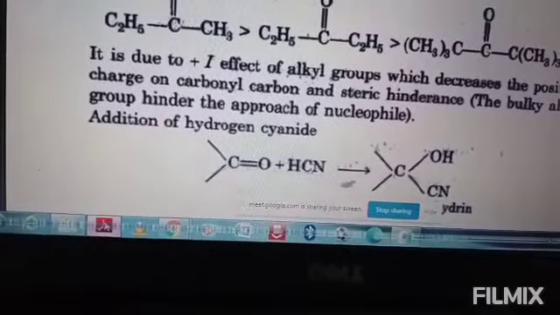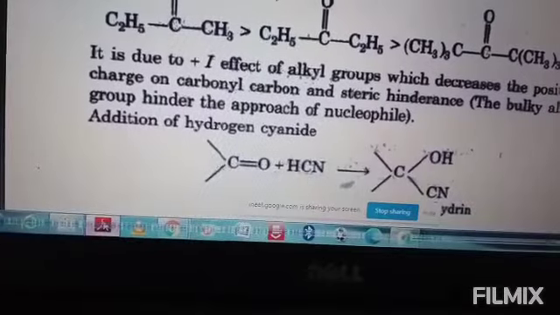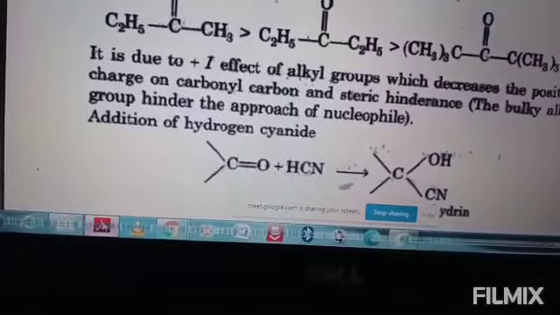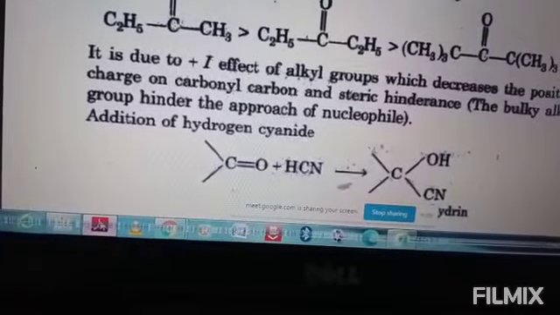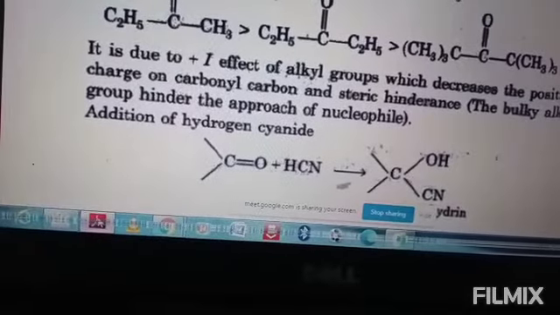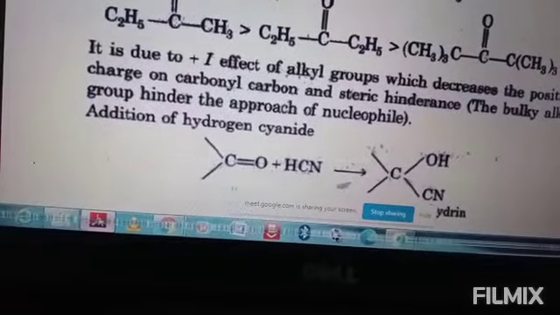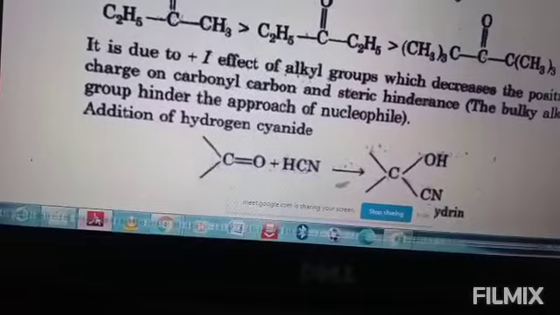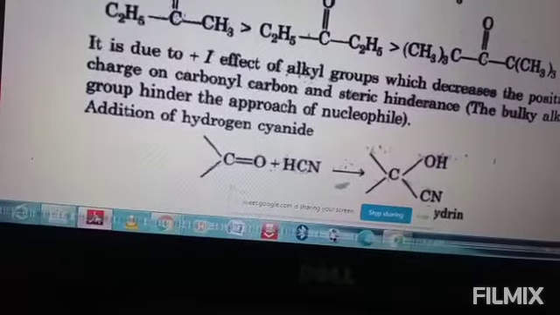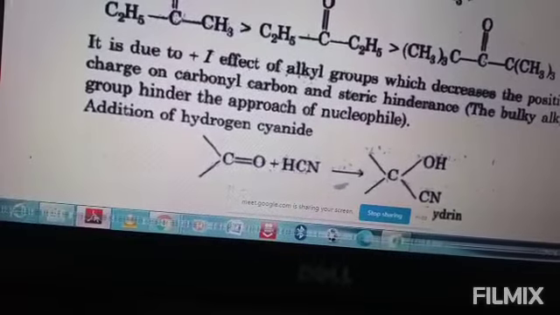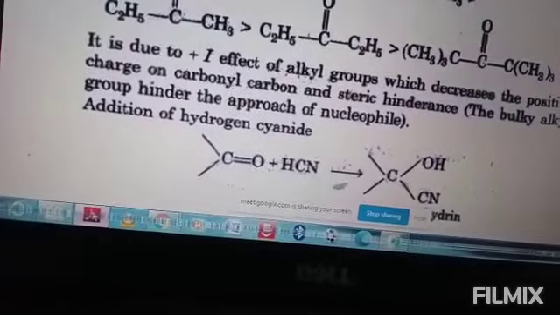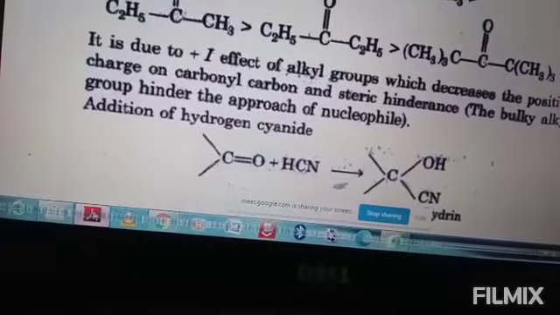But let us see again, when we write the benzaldehyde structure, then we get a resonance structure. If resonance is there, then we know that it is more stable. So due to this resonance structure, the carbonyl carbon of benzaldehyde is less electrophilic than the carbon atom of the carbonyl group present in propanal.